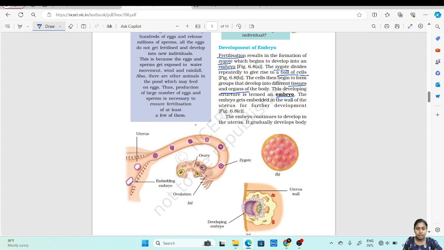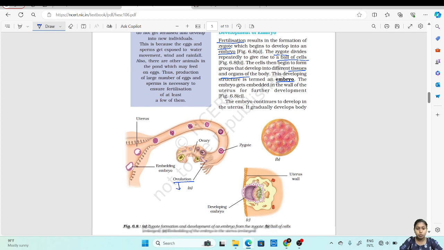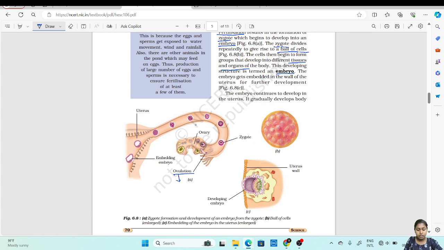Now let's see from the diagram what it exactly is. Here, this is the ovary which releases the egg. This process where the ovary releases the egg is known as ovulation. So what is ovulation? Ovulation is the process of release of egg by ovary.